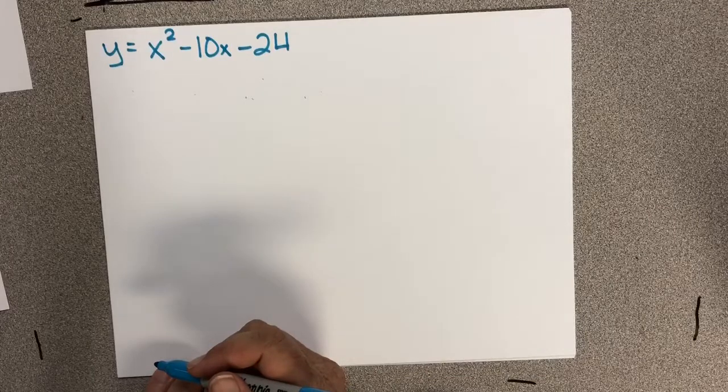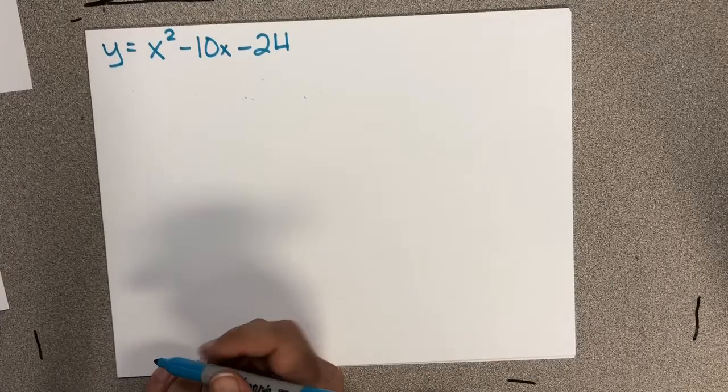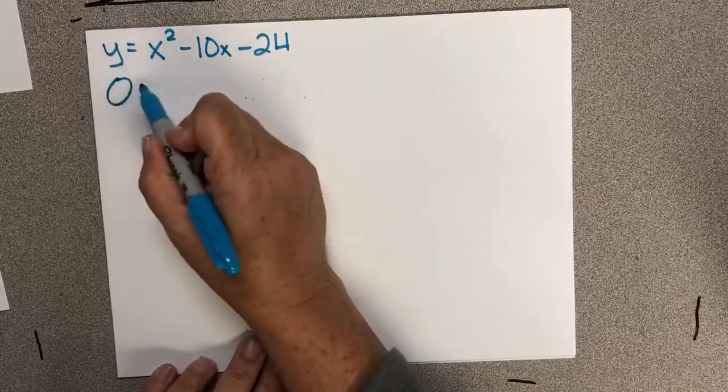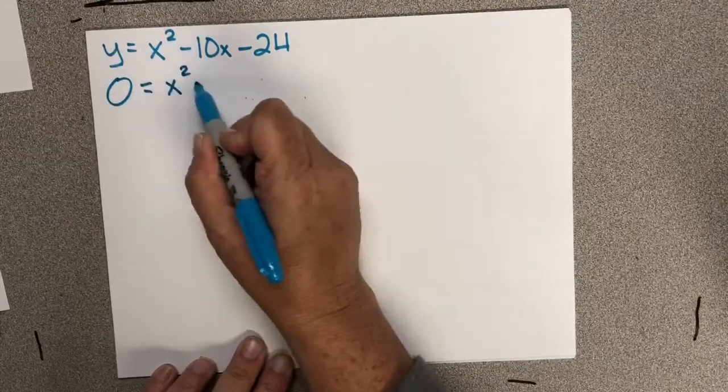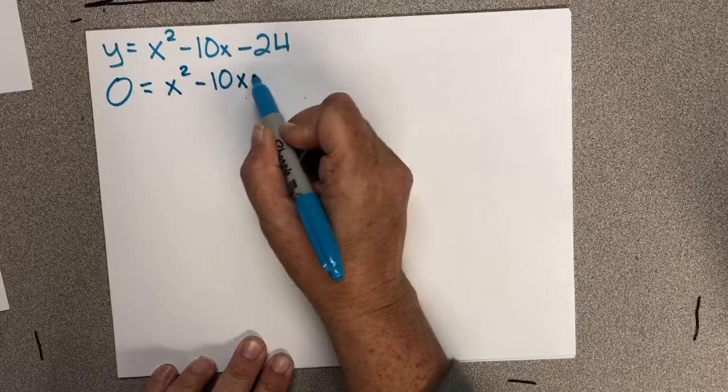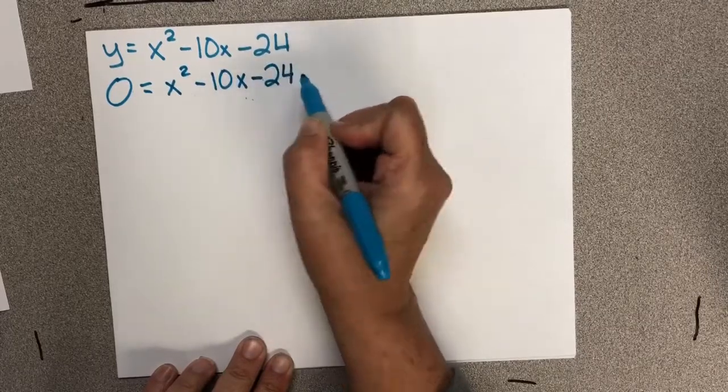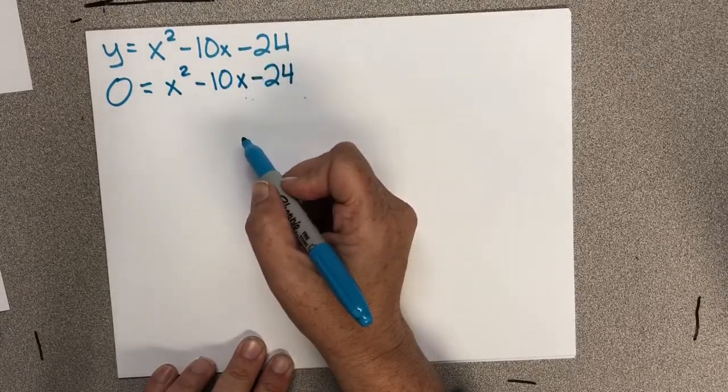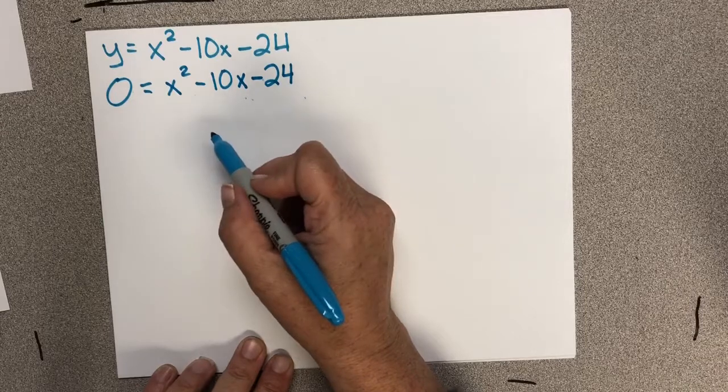First thing it asks for is x-intercepts. So we find x-intercepts by setting y equal to 0. And then we have several ways that we can solve for x when y is 0. The easiest way is big X, so let's start there. Let's see if this factors.